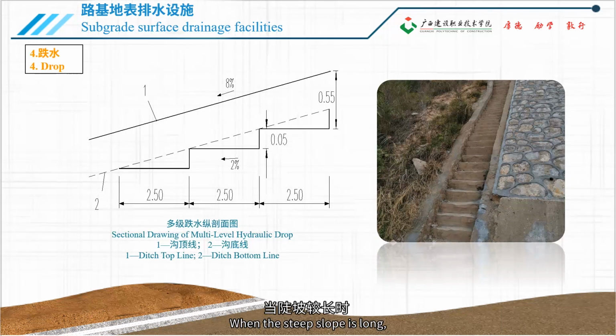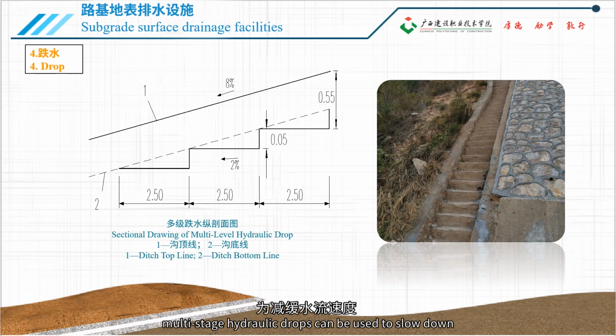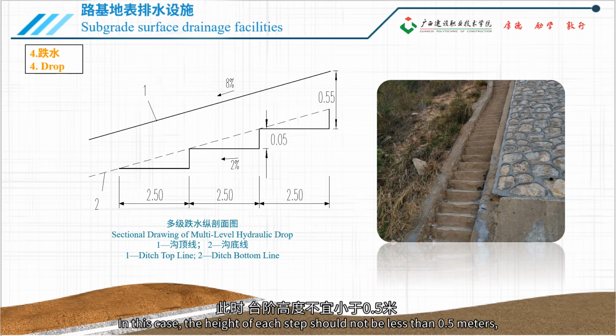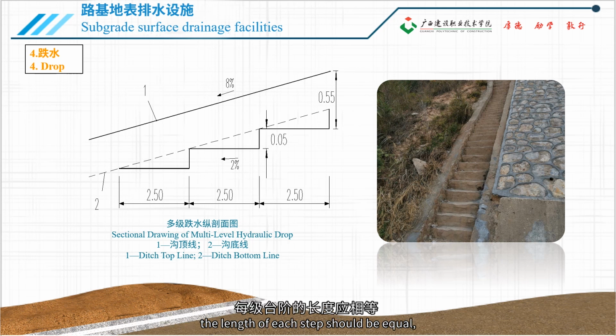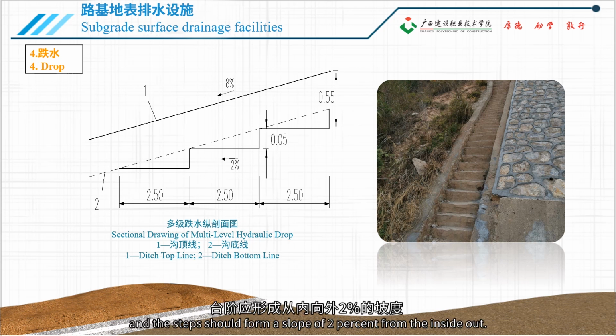When the steep slope is long, multi-stage hydraulic drops can be used to slow down the water flow and dissipate energy. In this case, the height of each step should not be less than 0.5 meters. The length of each step should be equal, and the steps should form a slope of 2% from the inside out.